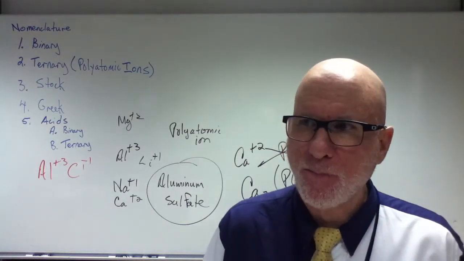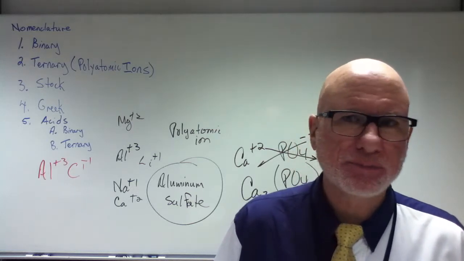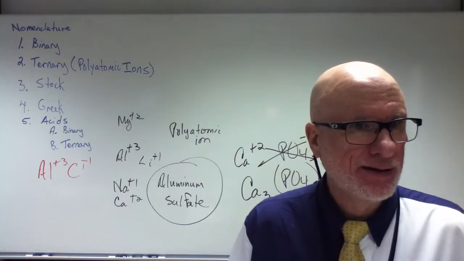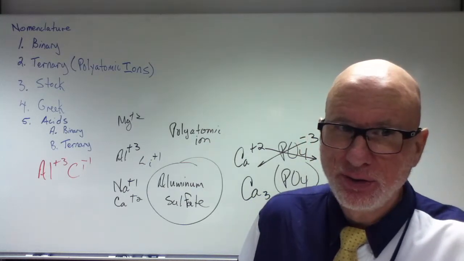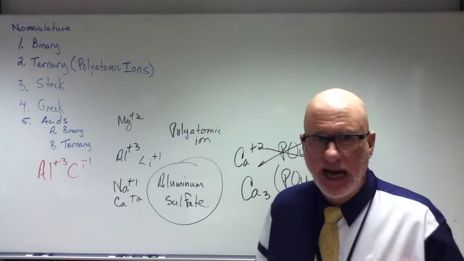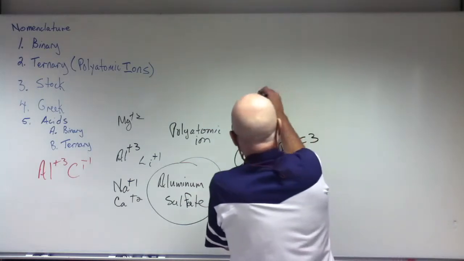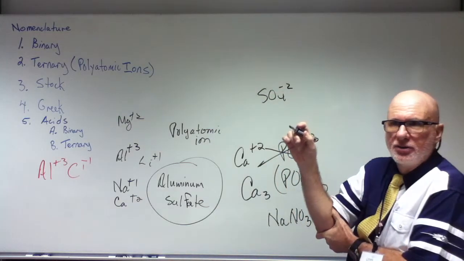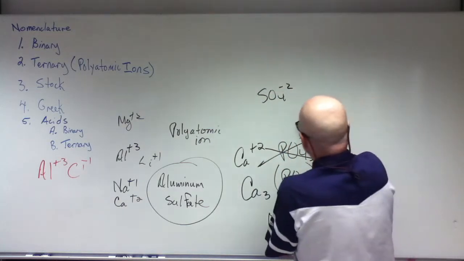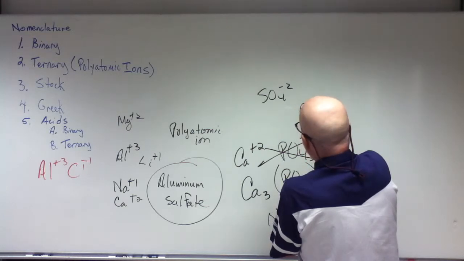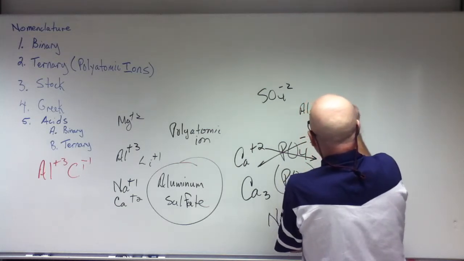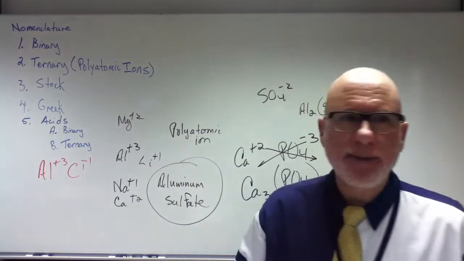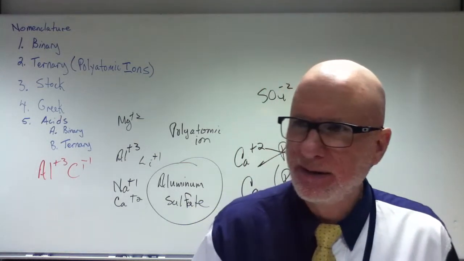Anybody? What would it be? Al2. Al2, good. I like it. Al2. No. Not sulfide, sulfate. Remember I wrote it on the board what sulfate was? SO4 with a -2 charge. Yes, exactly. So it would be Al2(SO4)3. Okay. Look up on the web, Fatima.